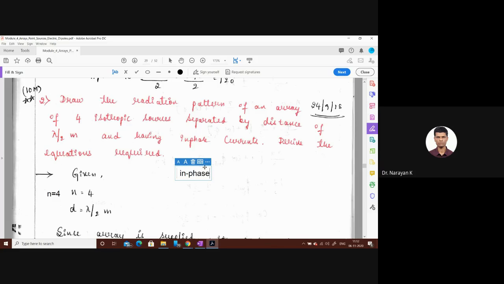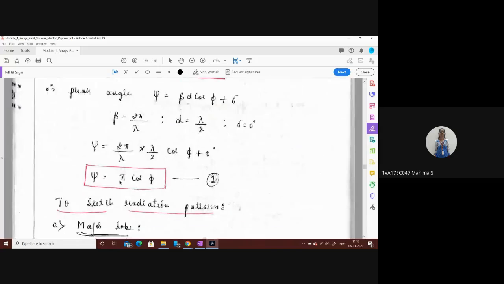But you can't straight away draw. Otherwise, you could simply draw the radiation pattern because there is nothing else in the question. That is why he has told you to derive the equations required. This has come as a 10-mark question. Please remember, you already know the answer. For a broadside array, the radiation pattern is at 90 or 270 degrees. But in order to get the marks, you need to derive and prove that it is 90 and 270 degrees. Understood? Yes, sir.